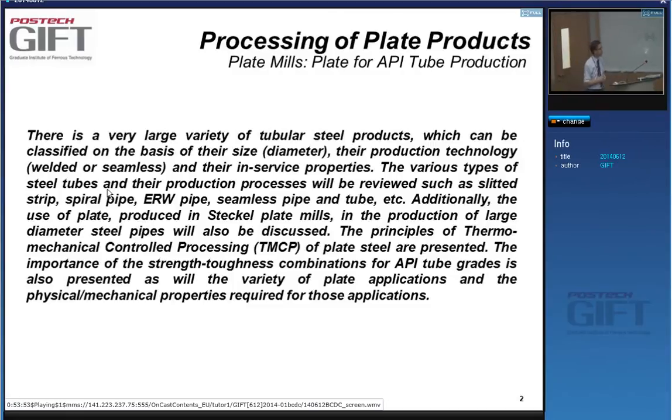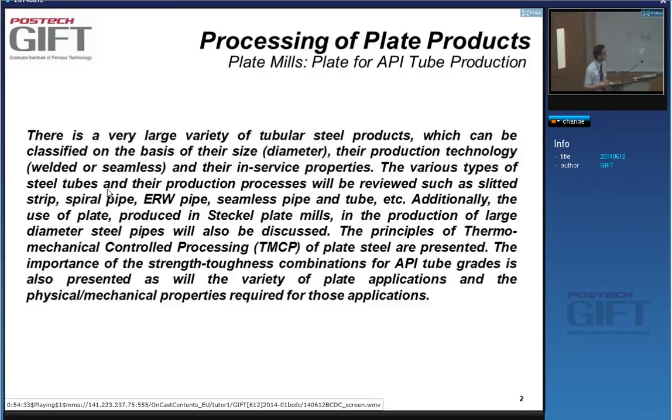So a seamless tube is seamless. There's no weld. In the case of a welded tube, you have a weld, and of course, if you have a weld, you always have a problem or an issue. You can easily make seamless tubes, so it's not a big problem. The challenge is you cannot make very big tubes that are seamless.